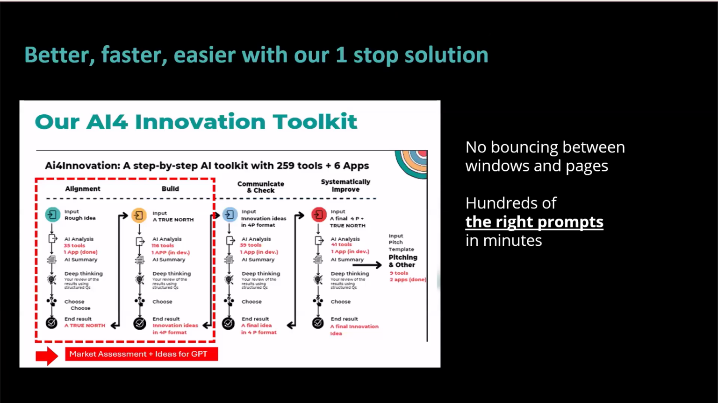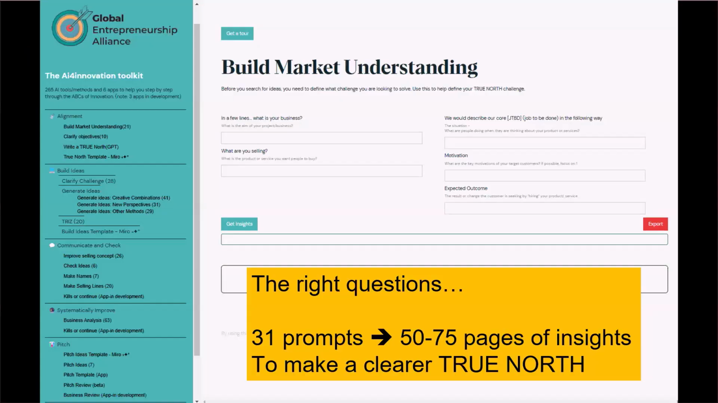I think it's true. What we've also done is create an innovation toolkit, which has a total of 259 tools, 6 apps, and now 25 different GPTs. And we can use this toolkit and help you generate the things that you want to do quick and easy. You run a few hundred prompts in a few minutes, but they're also the right prompts. They're things that have been tested. Let me show you what we've got there.